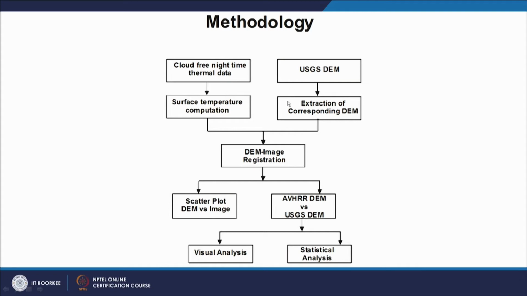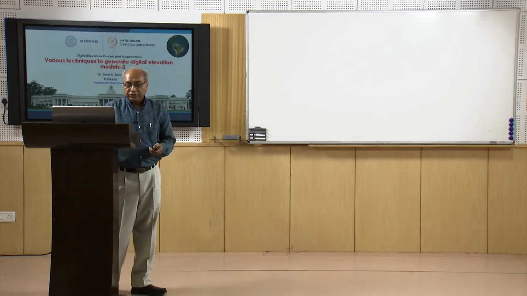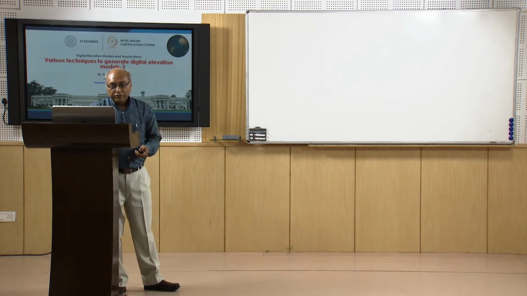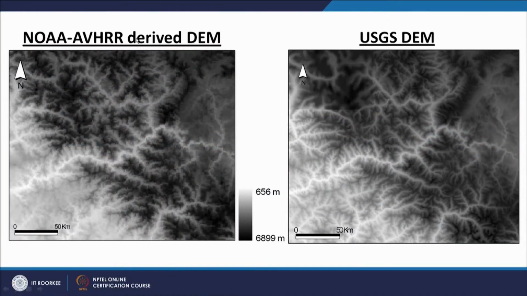Now we will compare with the USGS-DEM, so we have to register the images together so that we can do the comparative analysis, and then finally visual analysis and statistical analysis has also been done just to show how close it is to USGS-DEM. So these are the two digital elevation models. One is generated using NOAA AVHRR data, exploiting that inverse relationship between temperature and elevation. And this is a USGS-DEM of the same area.